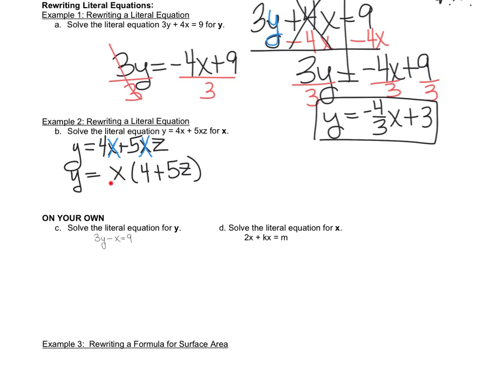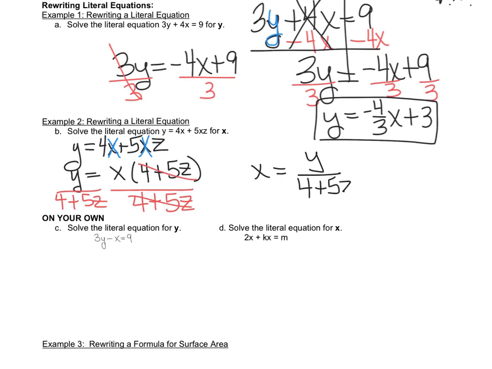We need to get rid of that. Well, if it's being multiplied to x, we need to do the inverse operation and divide both sides by 4 plus 5z. It may look silly, but that term is gone, and we have x alone on the right side. So we can write x is equal to y over 4 plus 5z. And that is the end of your answer, because y and 4 have nothing in common and y and 5z have nothing in common. I'd like you to pause the video and try on your own C and D.